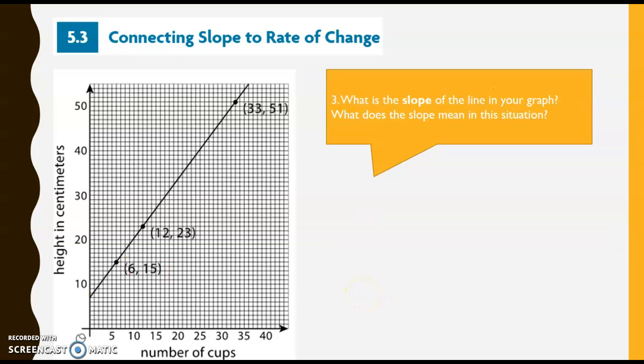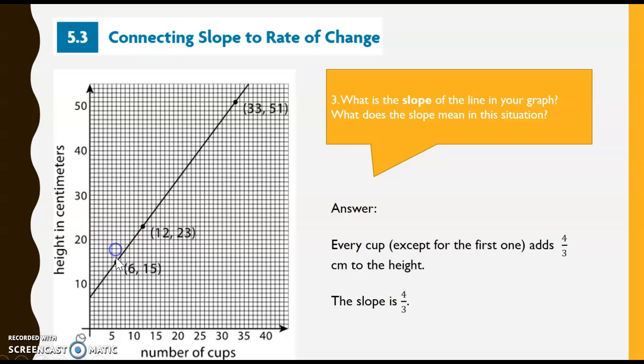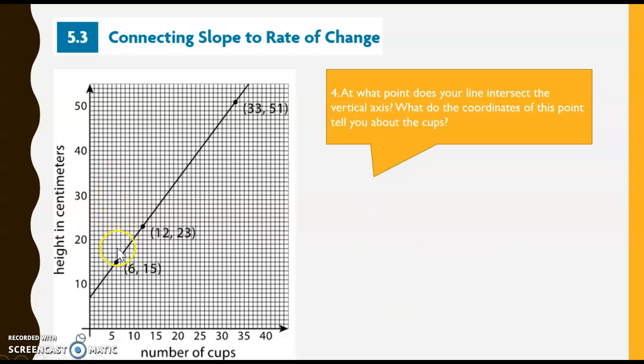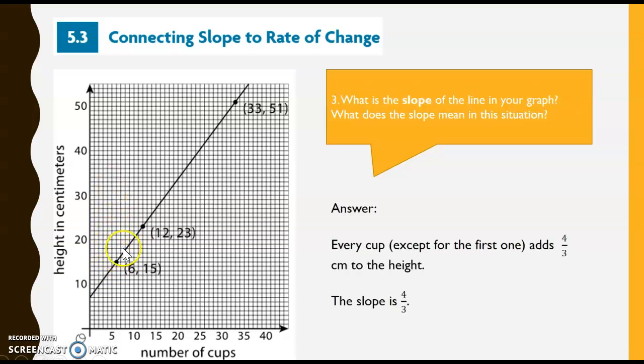What is the slope of the line in your graph? What does the slope mean in this situation? How do we find the slope from a graph? Do you guys remember? Remember we have those slope triangles, right? Just pick 2 points and then count how many we go up and then how many we go to the right. So it will be the same thing right here. I have the answer on the right, but let's see how to do it. Go up and then right.